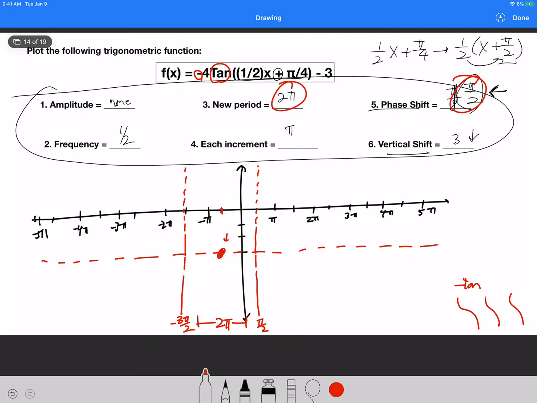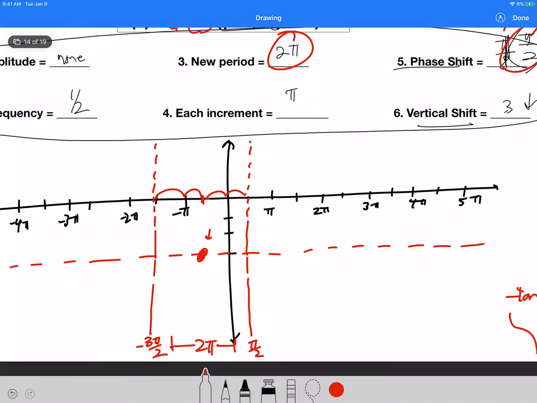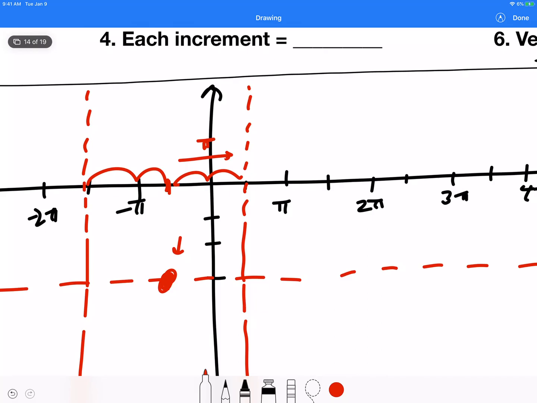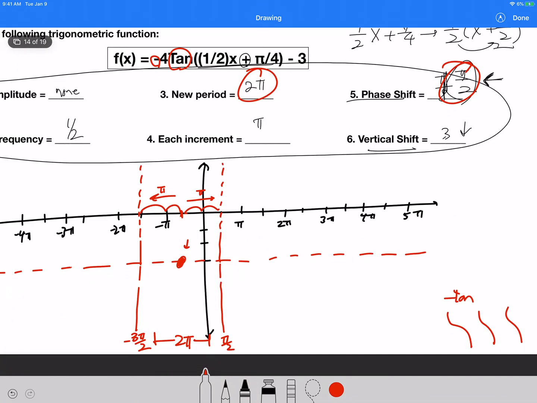And the easiest way, I guess, to check that is every half increment that we did, so 1, 2 this way, 1, 2 that way, that would make it pi over 2, that would make it pi units to the right, pi units to the left, which is still your increment. And so by combining those two, you get your new period, and then those two you will make your asymptotes.